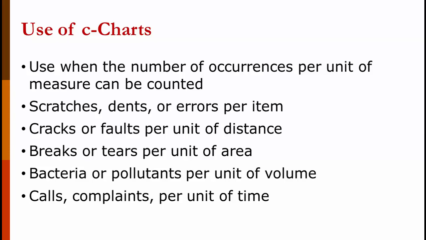Let's talk about C-charts. C-charts are used when an item can have more than one defect. It's called a C-chart because we count the number of defects that each item has. So this could be the number of scratches and dents on a car, the number of mistakes that a cleaning person made cleaning a motel room. It could be the number of bacteria in a sample. It could be the number of calls of complaints you got.